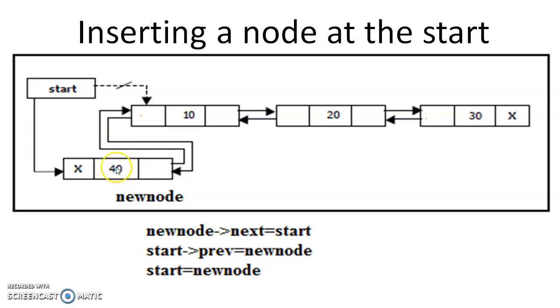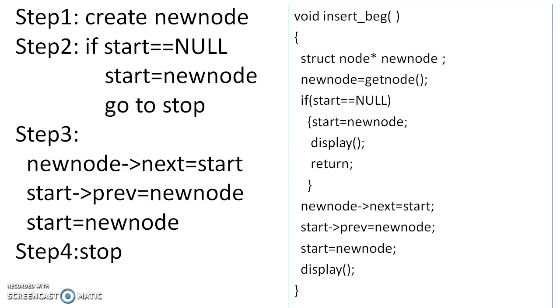So what are the 3 things that we are performing? New node of next is equivalent to start, start of previous is equivalent to the new node, and the new start is the new node. These are the 3 operations that we are performing when we are inserting a node at the starting of the double linked list. If we see the algorithm for this one, we are creating a new node initially. If node is not present, that is if the double linked list is not present, start is null. At that time our new node will become the start and we are closing this one. Otherwise, what are the 3 operations that we are performing? New node of next equal to start, start of previous is equivalent to new node, and start is equivalent to new node.